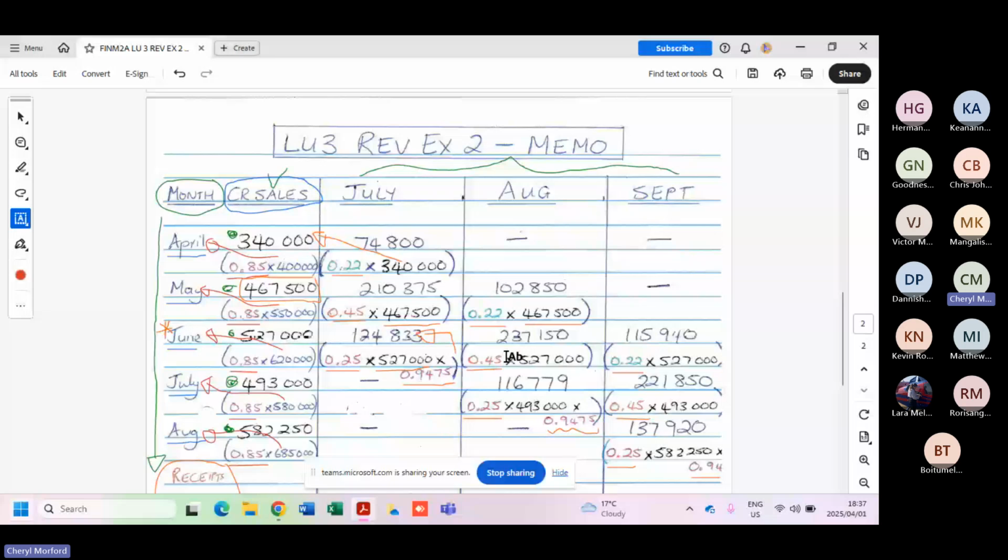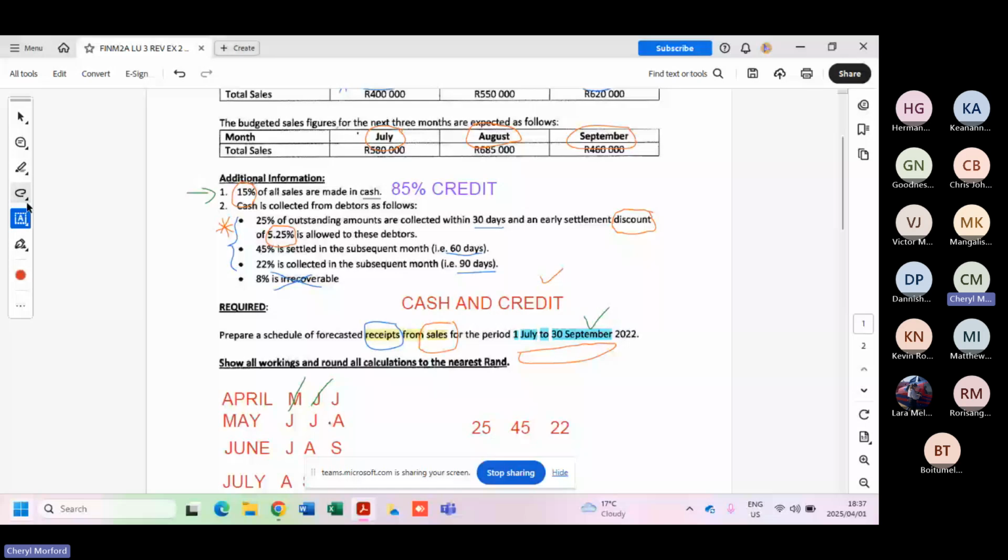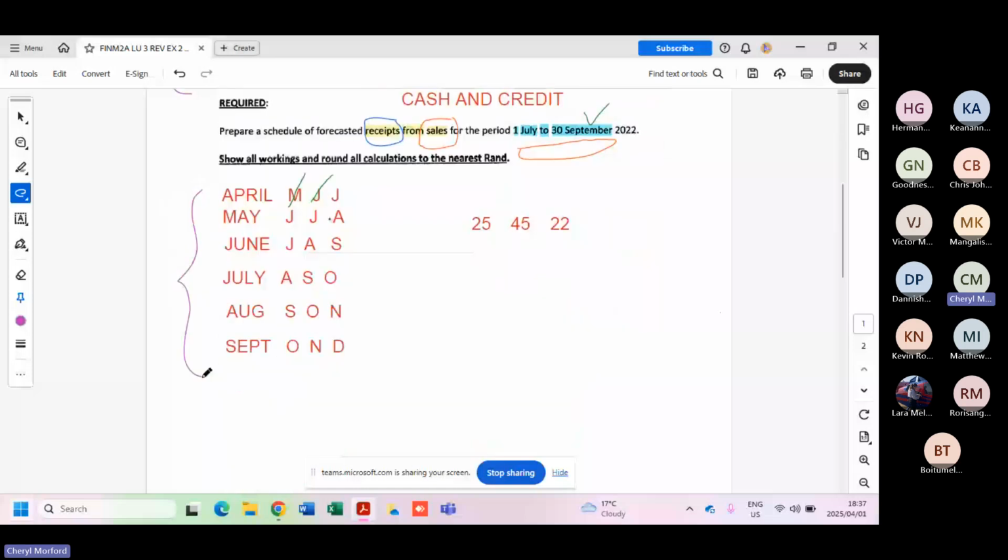We will then come to this section over here, but instead of this giving us information on sales, it will now be the payment history undertaken by the business. So it will say, for example, 35% is paid a month after the purchase. 60% is paid the second month after the purchase. So you are going to prepare yourself something like this, where you're going to have the month of purchase and then the month of payment.